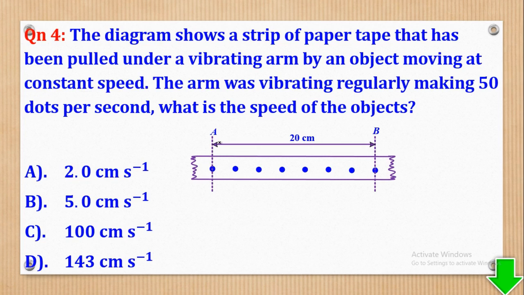The first thing to do is to know that the distance between these dots is 20 centimeters. What about the number of dots? We have 1, 2, 3, 4, 5, 6, 7, and 8. Therefore, capital N, which is the number of dots, is 8. Then we also have here that it makes 50 dots per second. That gives you your frequency. So we have the frequency, the number of dots as 8, and the distance in between as 20 centimeters. Therefore, we shall do some calculation here.